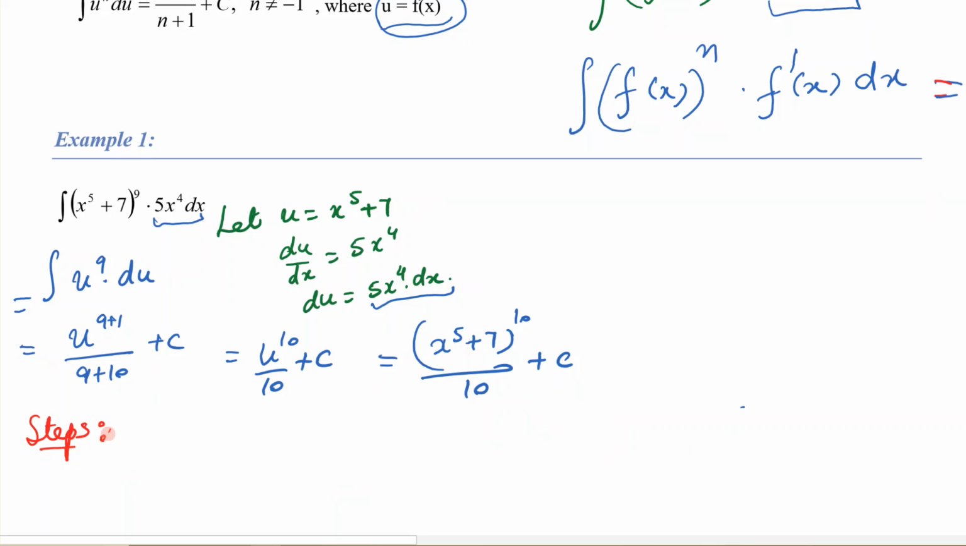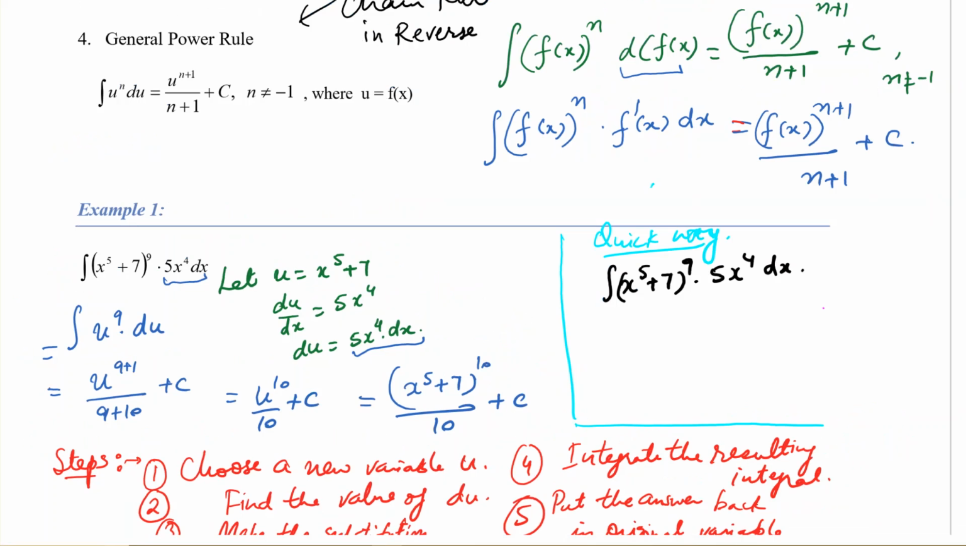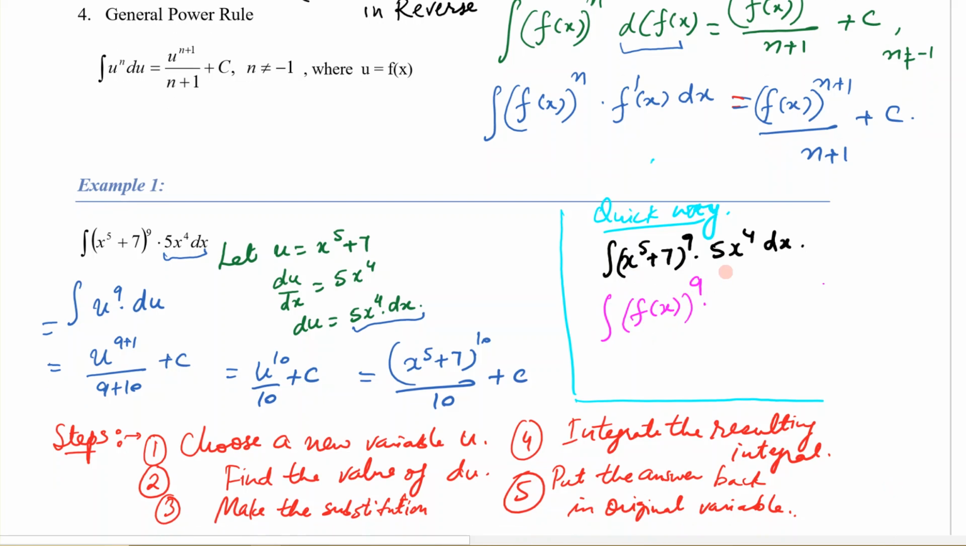So those were the steps for u-substitution. Now I will show you the quick way of doing this problem. If we think of x raised to power 5 plus 7 as our f(x), we have f(x) raised to power 9, and then we have the derivative of this function outside. The derivative of x raised to power 5 is 5x^4, and 7 is just 0, so 5x^4, and then we have dx. So this is the form which we discussed here. If you have a function raised to power n and the derivative of the function, the differential of the function, with it, then we can raise the power of the function by 1, divide by the new power, plus c.